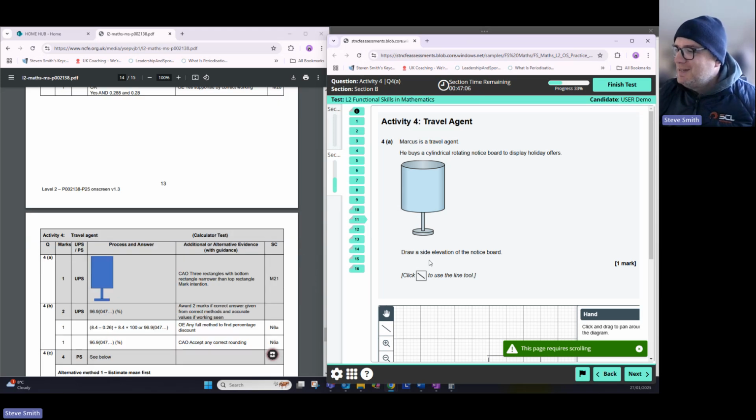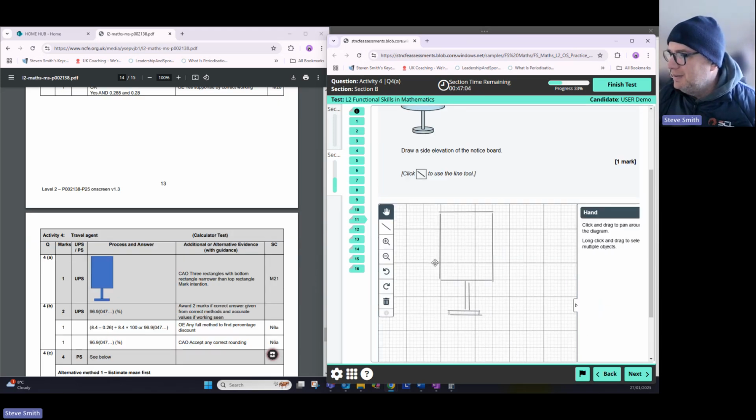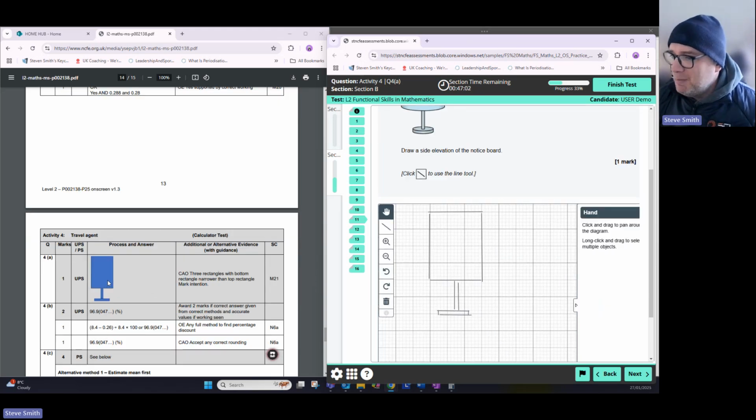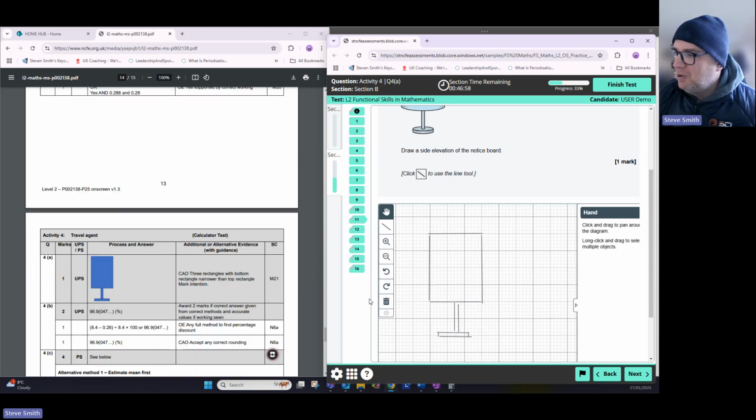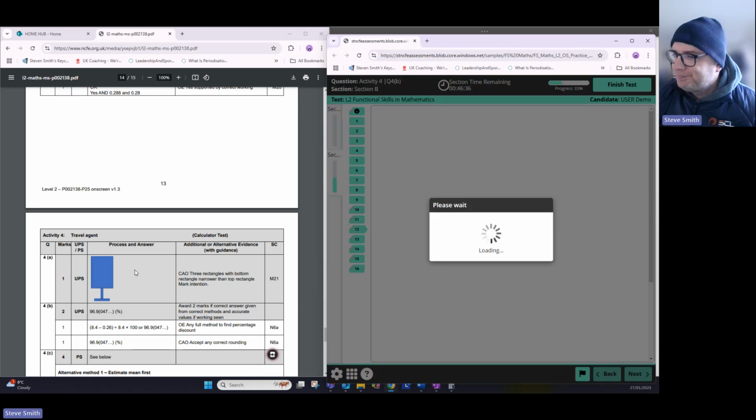Drawing the lamp. As you can see, my masterpiece there is pretty much the same as their masterpiece. They've coloured theirs in. We don't need to colour it in. There's no colours available on here, so there's absolutely no reason to colour it in whatsoever, but they have, which is fine. Three rectangles with a bottom rectangle narrower than the top rectangle. That's what I was saying about this part here. So 1 rectangle, 2 rectangles, 3 rectangles, and we've kind of got it sussed. Right, next question.